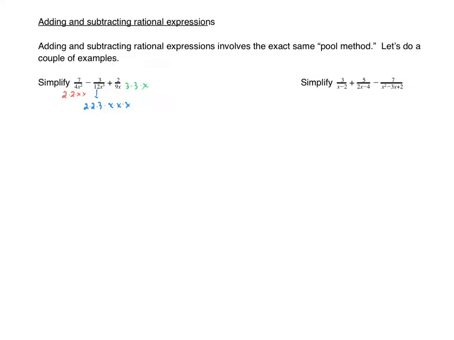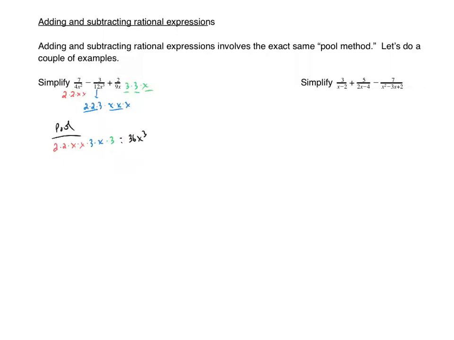All right, so here we go. Pool, starting with my first denominator, which is going to be 2 times x times x. And then I go to my second denominator and say, what do I have and what am I missing? Well, I've already got the two 2's in the pool, and I've got two x's in the pool, so I need a 3 and an x. Now I go to my third denominator. I need two 3's in the pool. I already have one 3, so I need another 3, and I need an x, and I already have that. So that means my least common denominator here would be 36x cubed.